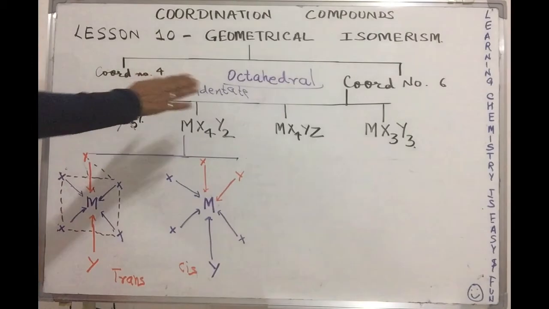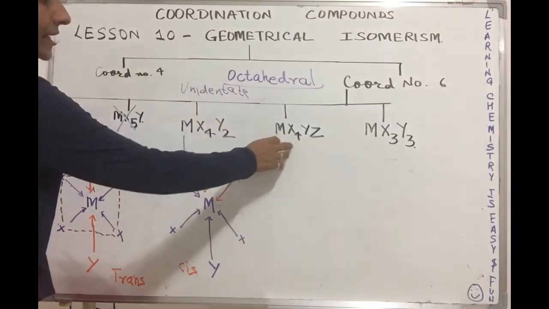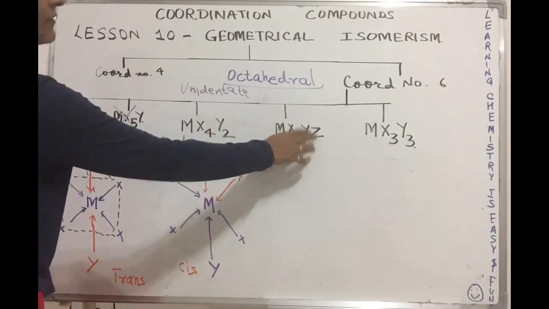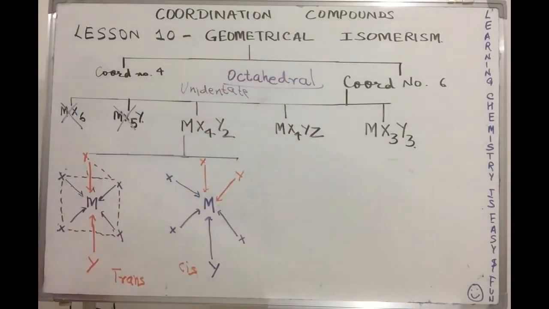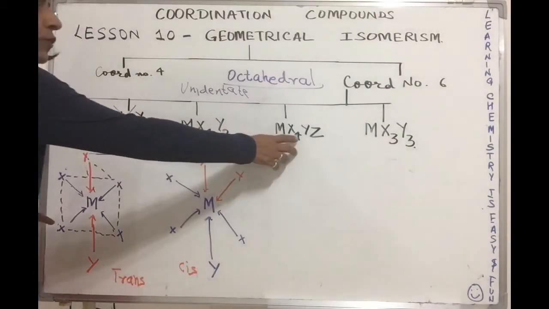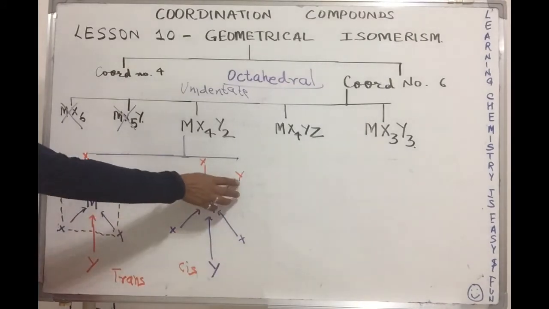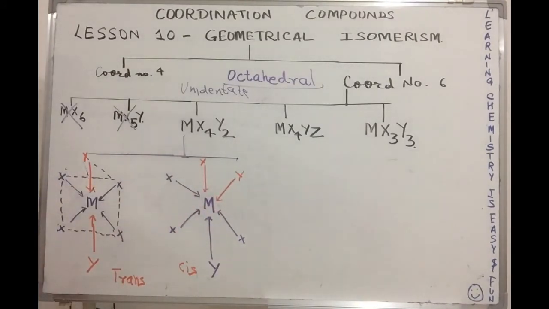Now what happens when the ligands are MX4YZ? That means instead of Y2, you'll have a total of 3 types of ligands over here. There are in all 6: 4, 5, 6. The coordination number still remains 6, but I've got 3 different types of ligands. So instead of Y2 over here, this will become Y and this will become Z. So what we'll have over here is again 2 isomers.